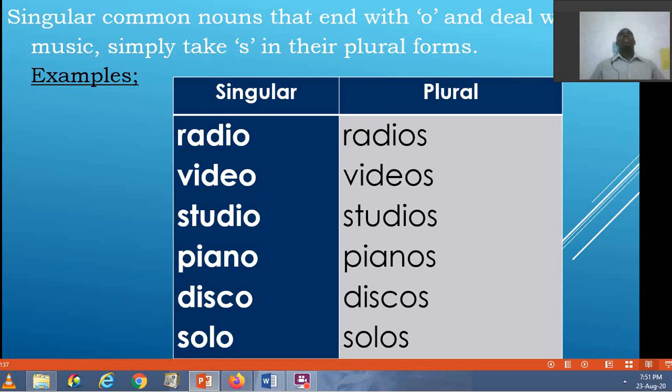So this is something you should remember: those that deal with music simply take on S, so that when they bring anything to do with music, such as radio, you say, music, that is S; piano, music, that is S; studio, music, that is S. So it is easier for you to recall. Please take note of this.